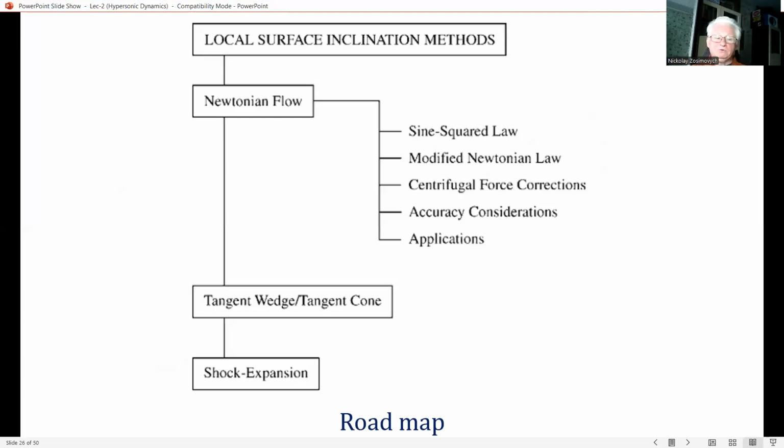Two other primary methods for the direct calculation of surface pressure on a hypersonic body are also listed in this slide, namely the tangent wedge or tangent cone and shock expansion method. These methods are slightly more elaborate than Newtonian, but provide inherently better accuracy. The roadmap for this module, in this slide, is relatively short and straightforward, but it is worthwhile to keep it in mind as you progress through the module.